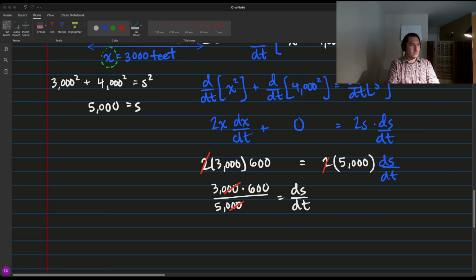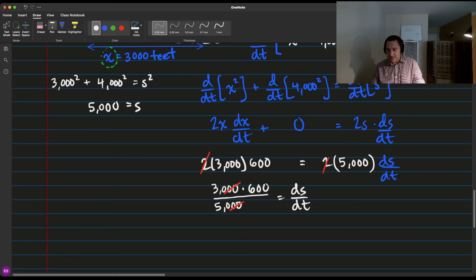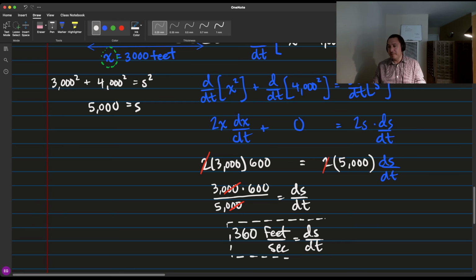60% of 600 is 360. So remember, this was in feet per second. So what does this tell you? It's telling you that if the plane is traveling at a horizontal speed of 600 feet per second, the distance between the man and the plane in a straight line is increasing at a rate of 360 feet per second.